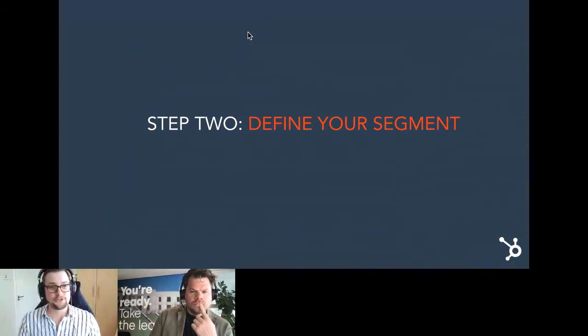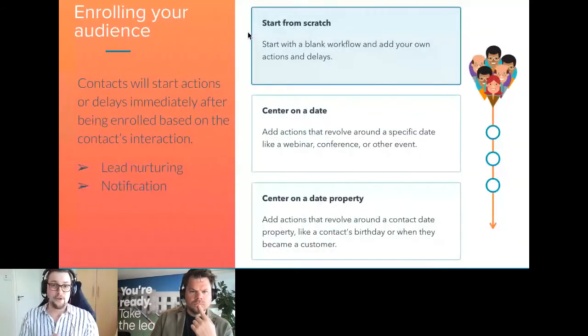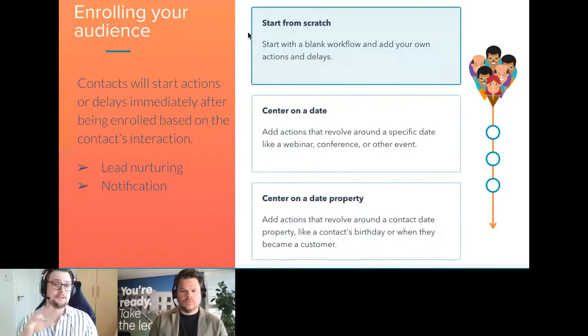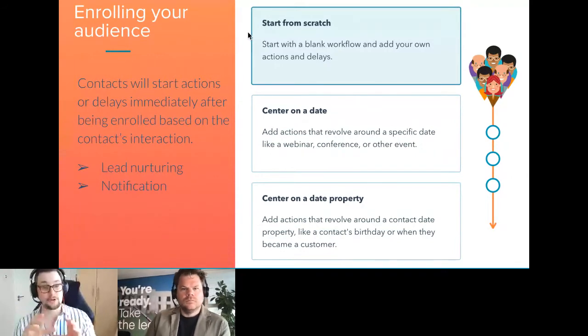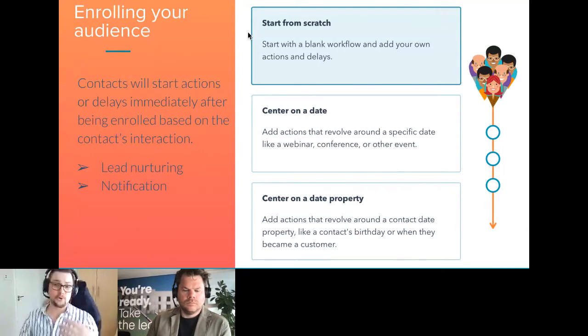Now that we've talked about setting a goal, it's important to define who will be added to your workflow. If you start a workflow from scratch, the actions or delays will start straight away. But let's talk about enrolling an audience. There are different kinds of setting up workflows. If we're starting from scratch, this is usually done for lead nurturing or notifications. So someone does a certain action, they're enrolled, and the workflow starts straight away. This is usually done for a series of nurturing emails or notifications to the sales rep. Action taken equals start workflow.